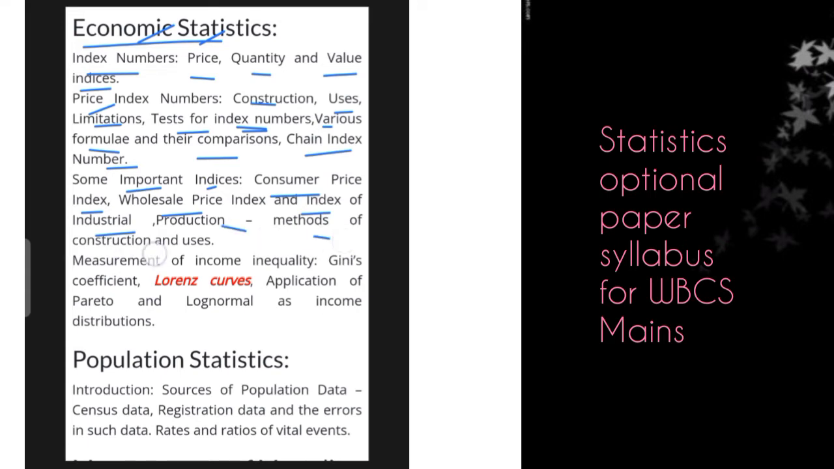Then methods of construction and uses, methods of income inequality, then Gini's coefficient, Lorenz curves, then application of Pareto and log normal as income distributions. The next section deals with population statistics, which is a very important part nowadays. Introduction, sources of population data, from where you get this data, census data, registration data, and the errors in such data, rates and ratios of vital events, all you have to know.